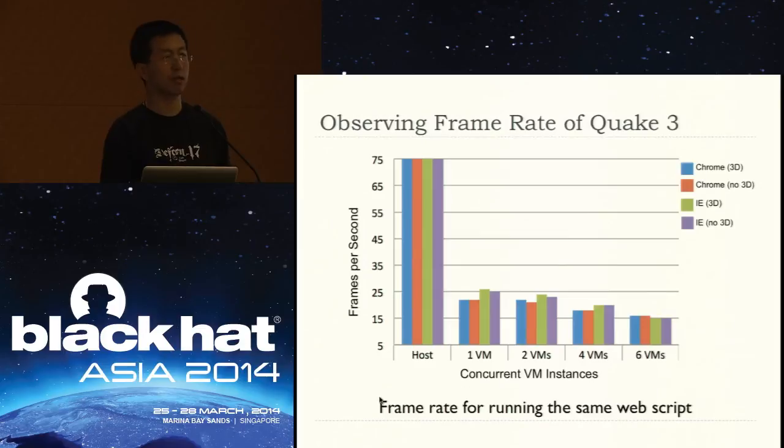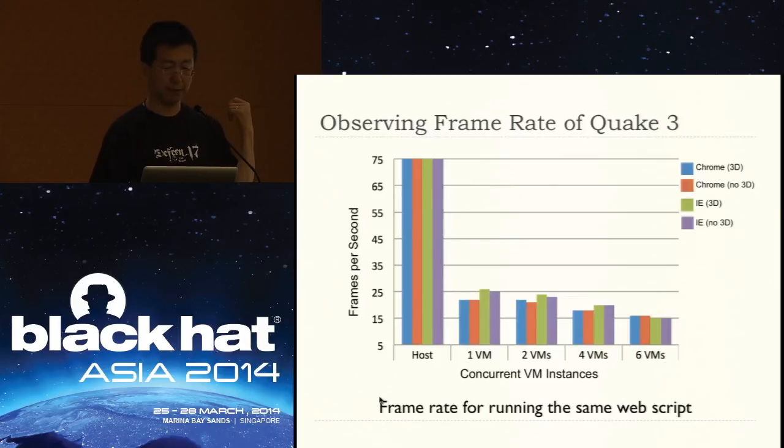The host can render 75 frames per second for Quake 3. But if you run in a VM, even with add-ons, it's not too bad. It's still playable. It's 25. And if you run multiple instances of this, obviously things can slow down.